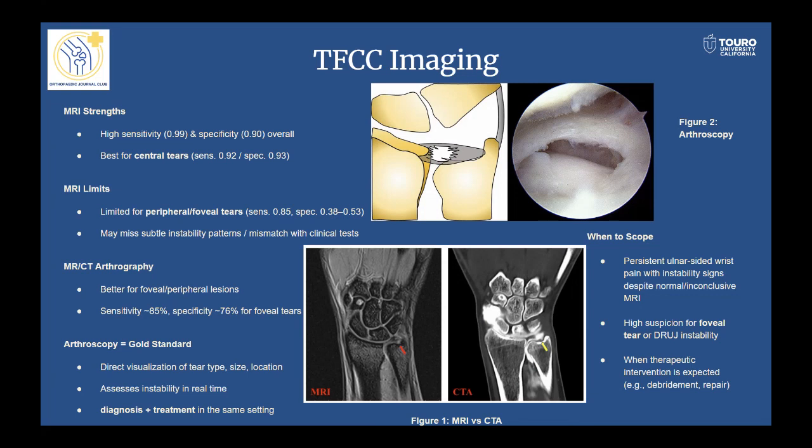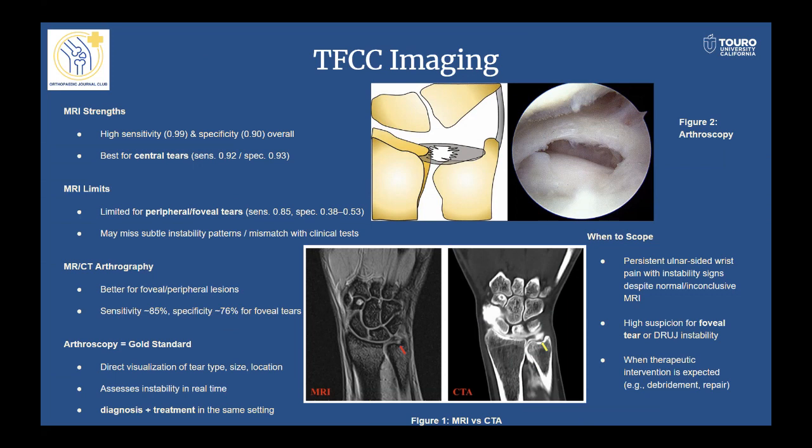What we'd like to do for most of the time is an MR arthrography, which is when contrast is injected into the joint, and subtle peripheral or foveal tears become much easier to visualize. And then that improves our accuracy up to like the 80 to 90% range for some of those trickier lesions. So some centers still use MRI if it's inconclusive. But of course, arthroscopy is always your gold standard.